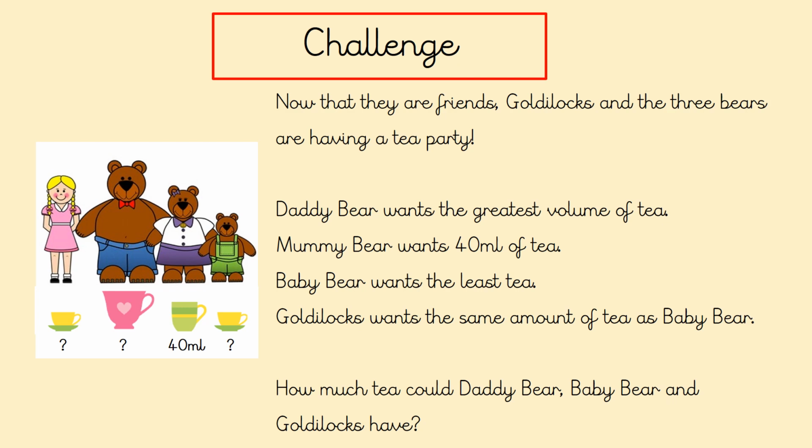Daddy Bear wants the greatest volume of tea. Mummy Bear wants 40 millilitres of tea. Baby Bear wants the least tea. And Goldilocks wants the same amount of tea as Baby Bear. Because remember, she always said his chair or his bed or his porridge was just right. So she wants the same amount as Baby Bear.